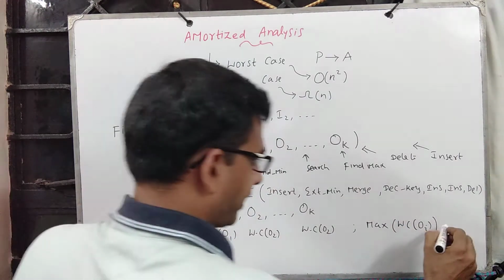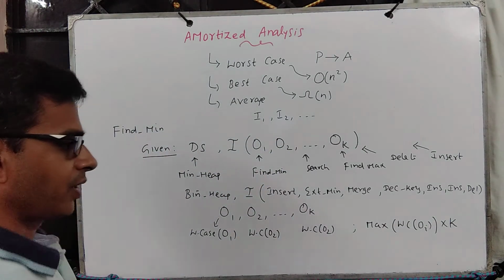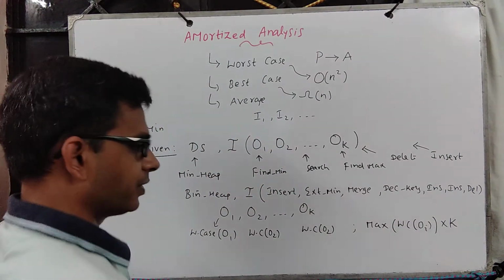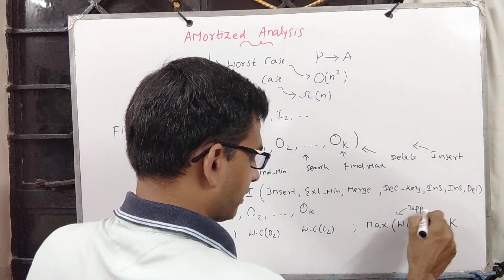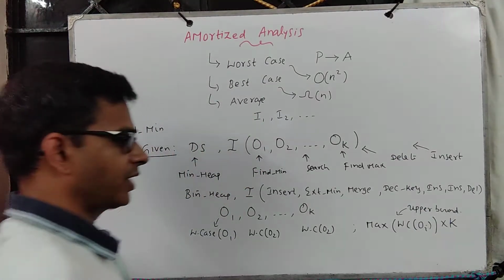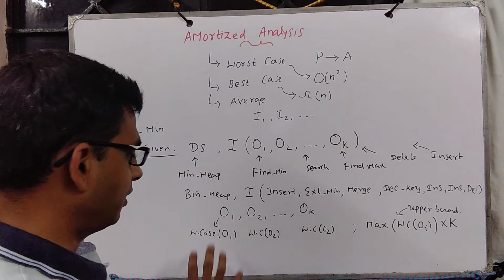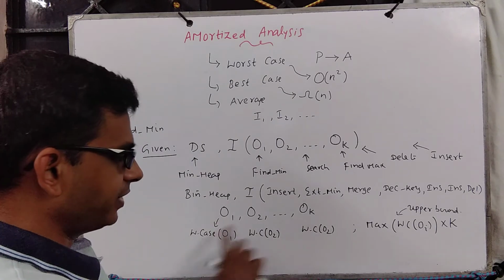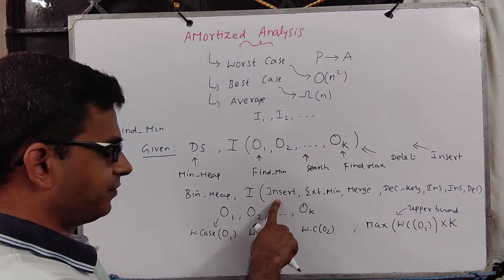And there are k operations. So you say k times this. So this will tell you that this is an upper bound for the given input sequence. I just make use of classical complexity theory idea. There are k operations. For each of them you look at the worst case. What is the worst case cost of insert?